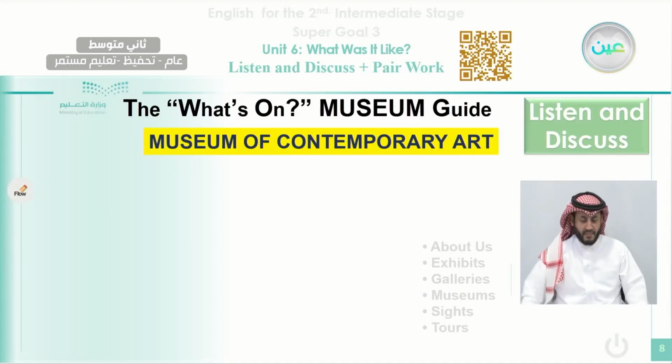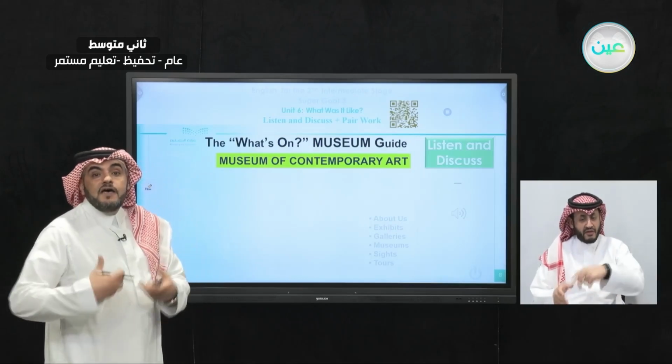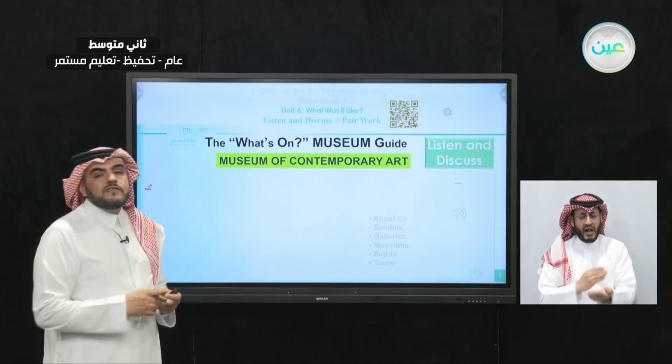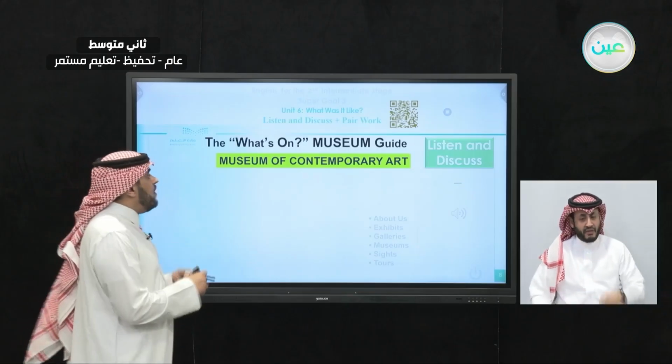Now we're going to read about 4 museums, as you can see here. And we can see here a website. And usually when you want to visit a museum, you go to the website and you make a reservation to visit. Okay, what's the title of this website? The name of that is What's On, which means what's happening. Okay, this is the title or the name of this website.